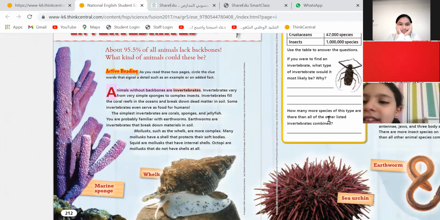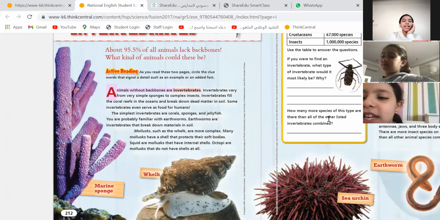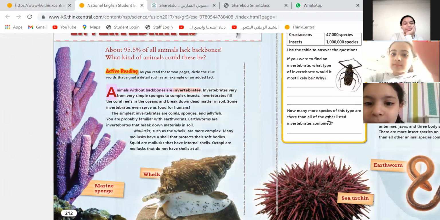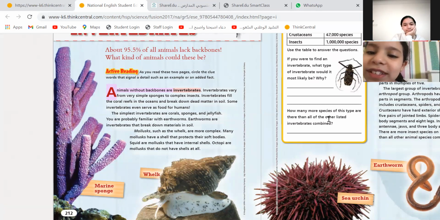We can eat them. Have you ever eaten a lobster? Yes, I've tasted it. I don't like it because it doesn't have a backbone and it feels a little bit soft. It has a weird texture. Like my cousin, she doesn't like soft stuff. Yeah, me too.